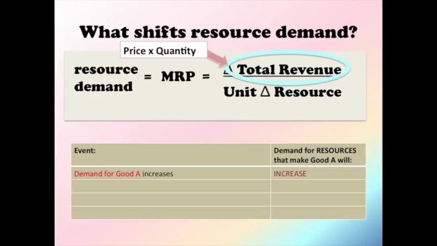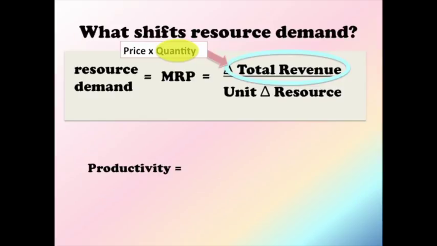Total revenue is price times quantity. In the previous example, it was the price of the product increasing that made the total revenue of each worker increase. Another thing that could change the marginal revenue product of each worker then is if the quantity of output for each worker changed. The term productivity refers to the average amount of product each unit of a resource makes. In other words, we could say that the productivity of an input, like labor, is defined as the total product, or output of labor, divided by the total units of labor, the input.